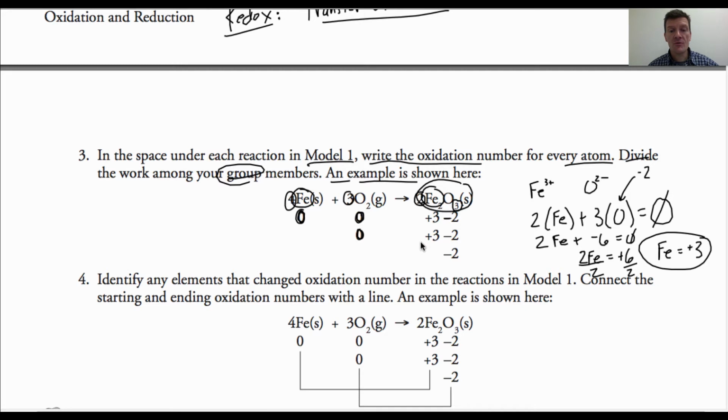Now, what are we looking for? We're looking for a change. Iron went from 0 to +3. Change. Oxygen went from 0 to -2. Change. This is definitely an example of a redox reaction.